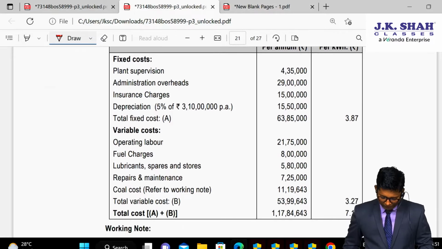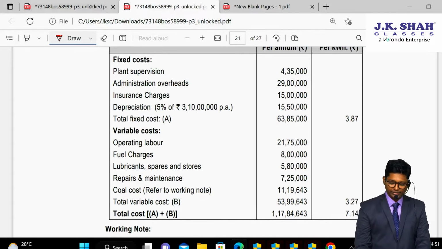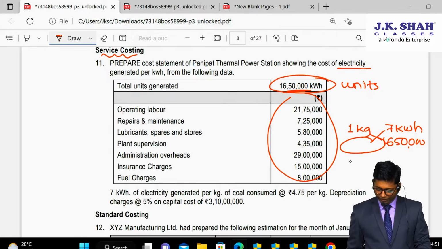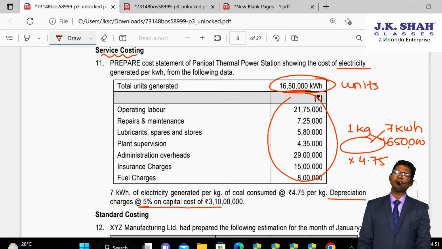Now for the purpose of calculating the cost, 11,19,643. Sir, how is it calculated? Same way, first they computed the units and then multiplied by 4.75. Depreciation charge is given as 5% on capital cost. This is the easiest question.